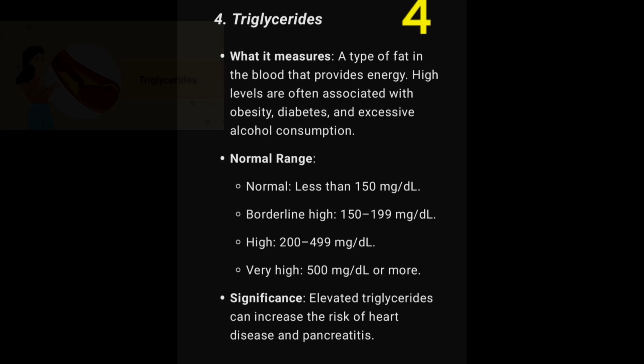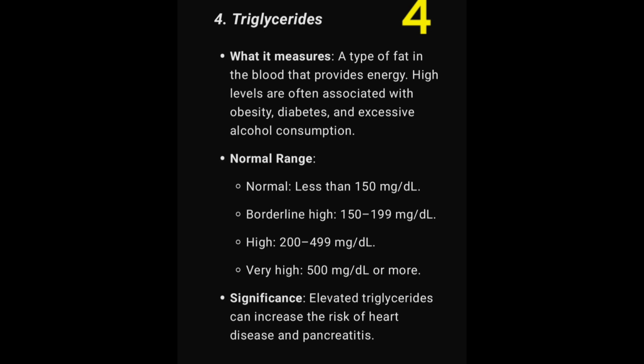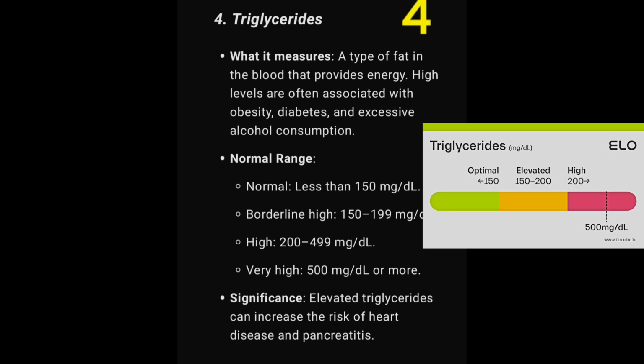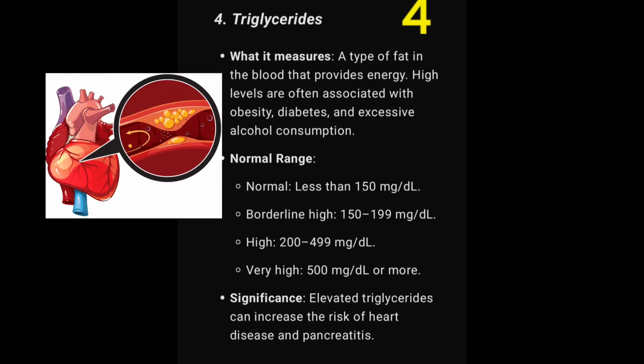Considering triglycerides, a type of fat in the blood that provides energy, high levels are often associated with obesity, diabetes, and excessive alcohol consumption. The normal range should remain less than 150 mg per deciliter, and if it is more than 150 but less than 200, it is borderline, and if it is above 200, it is high, and if it is more than 500, it is very high. Elevated levels of triglycerides increase the risk of heart disease and pancreatitis.